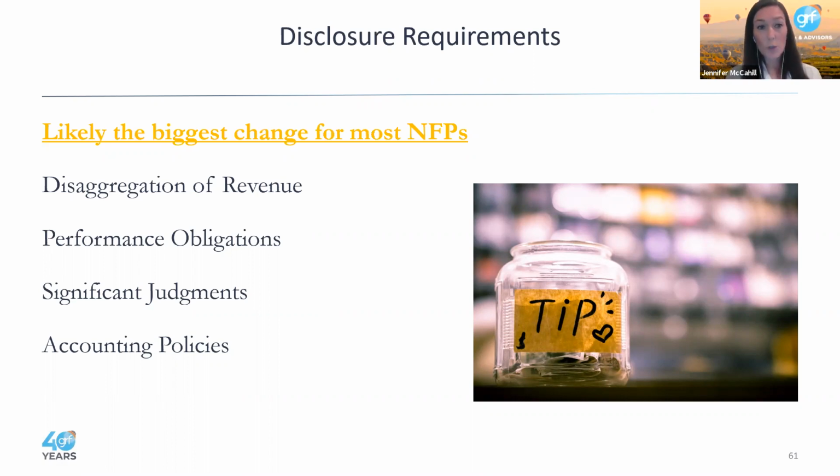Within the footnotes, you also need to include those performance obligations and how you are satisfying them, and then any significant judgments that have gone into determining the timing, the amount, and the variability of your consideration, and how those things are recognized. Accordingly, updating your accounting policies is of utmost importance, because that is what we will look to in order to say you are complying with the new standard.